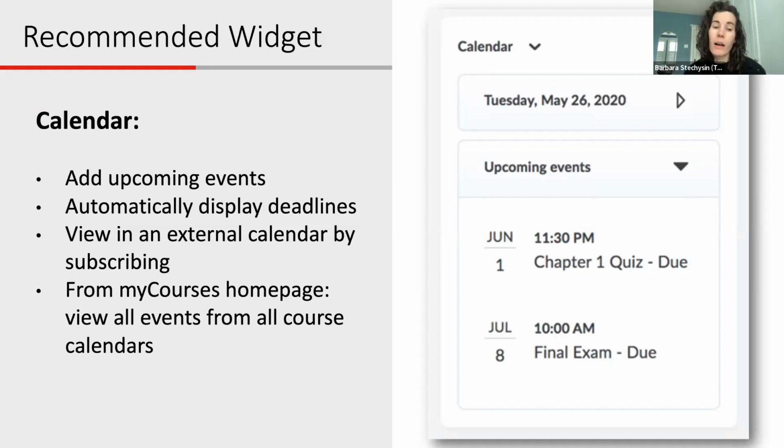Furthermore, you can see all events from all courses you're enrolled in via the calendar widget that appears on the main myCourses homepage. So this calendar basically acts like a personal timetable where you can see at a glance any event coming up in any course that you're enrolled in.